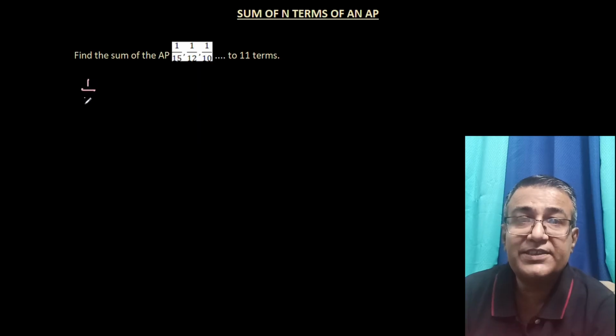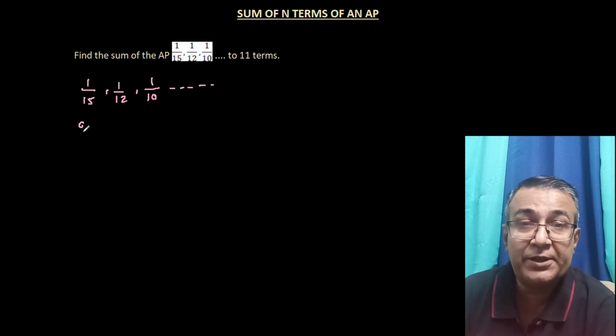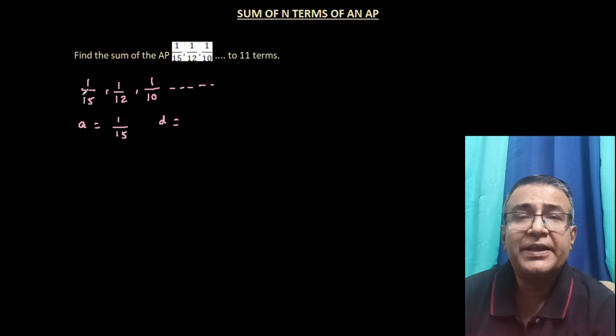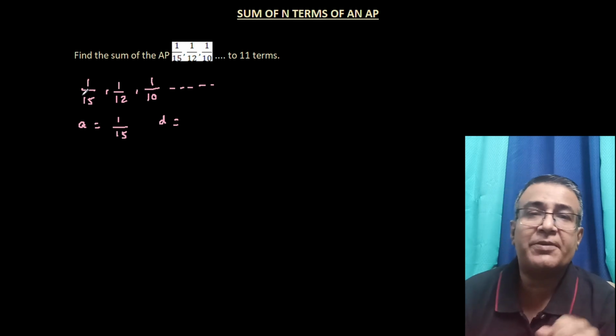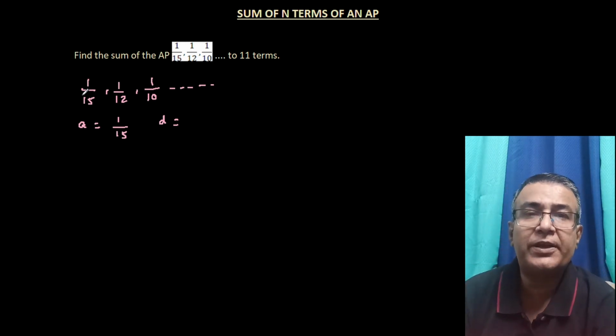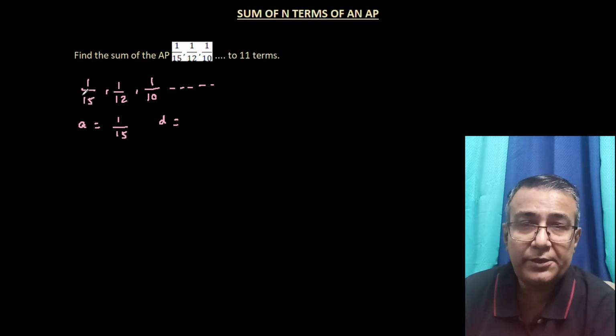Right, so question number one says find the sum of the AP 1 by 15, 1 by 12, 1 by 10, and it keeps going on, and we have to find the sum up to 11 terms. So from here it is very clear that a, which is our first term, is 1 by 15, and to find out d, the common difference, we can easily find that out by taking the second term and subtracting the first term from it, or take the third term and subtract the second term, or take any term and subtract the preceding term from it, and you get the common difference.